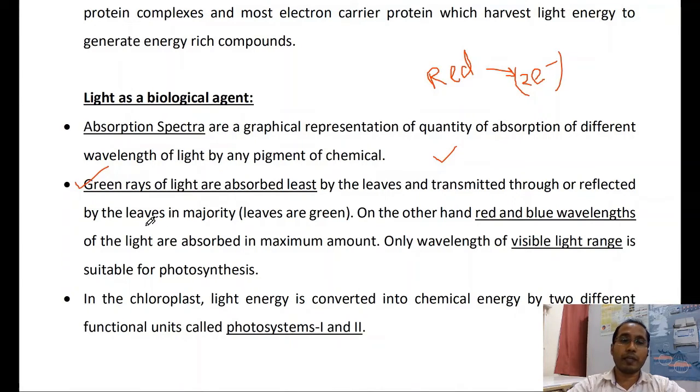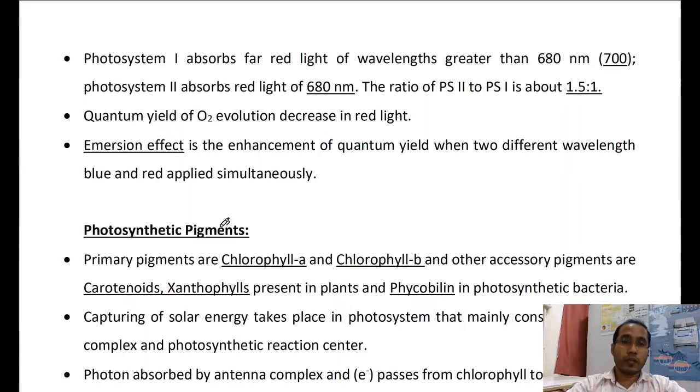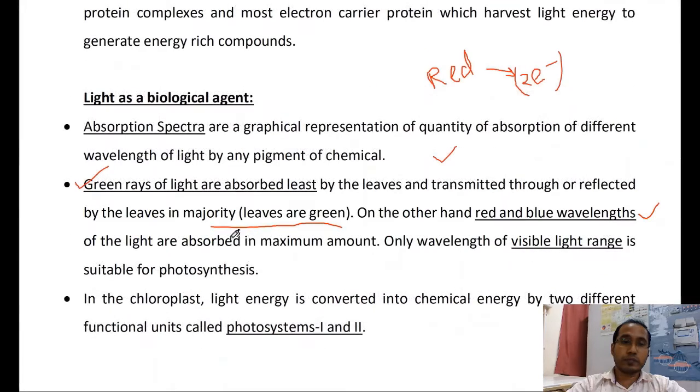They are transmitted through or reflected by the leaves in the majority. Leaves are green, that's why they take the least amount of green rays from the visible colors. On the other hand, red and blue wavelengths of light are absorbed in the maximum amount.